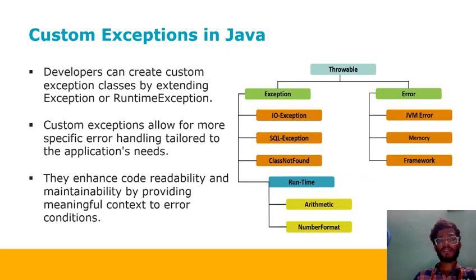Then custom exceptions in Java. Developers can create custom exception classes by extending Exception or RuntimeException. Custom exceptions allow for more specific error handling tailored to specific application needs. They can enhance code reliability and maintainability by providing meaningful context to error conditions.